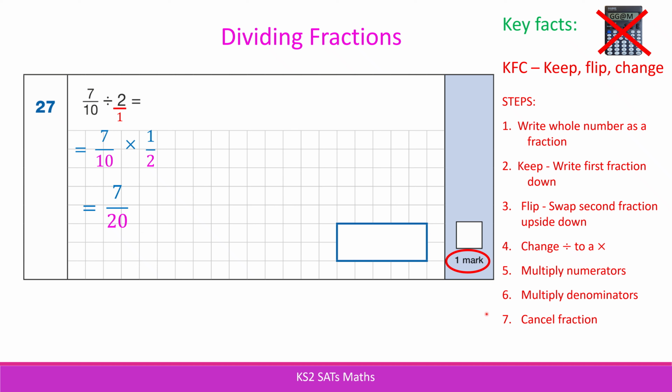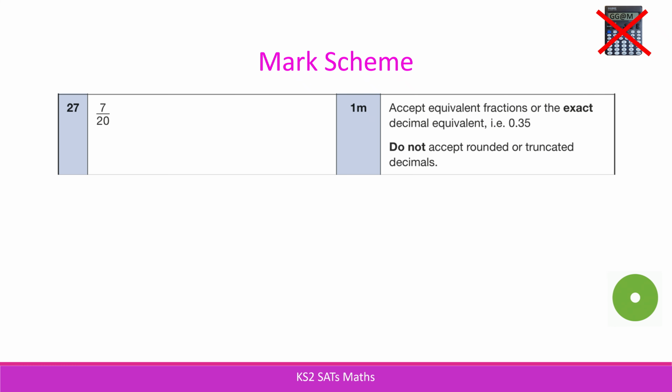This will not cancel down because there is no number that goes into 7 and 20. So this answer needs to get written in the box here. Give yourself a big tick if you got that correct. Well done, and remember to keep remembering KFC to help you divide fractions. The mark scheme on this question shows the answer is 7 over 20 for 1M, which means 1 method mark.